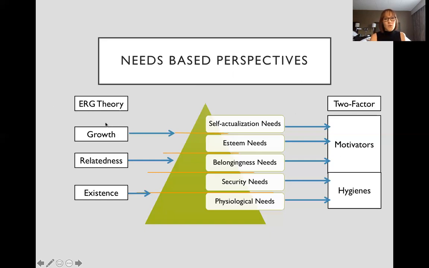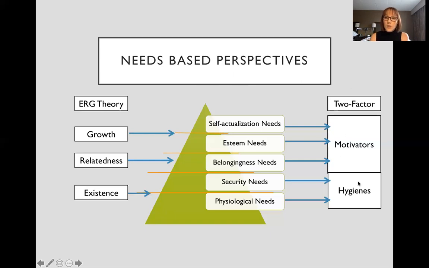Alderfer argued that if you become frustrated at a higher level, though these can all operate at the same time, so let's say you're focused on your growth needs, but you've satisfied your relatedness and existence needs, if you keep being frustrated at this higher level, then you're just going to focus on your lower level needs, and it continues to regress. So in that way, you don't continue to try to satisfy a need if you keep failing at satisfying it, if that makes sense. Maslow, on the other hand, argued that you just kept trying and trying and trying.